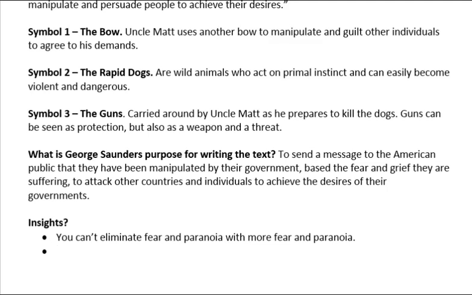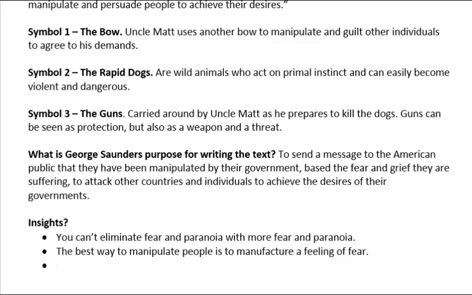Other insights is that the best way to manipulate people is to manufacture a feeling of fear. And we can go back in human history and see that this is the case, whether it be through the First, Second World War, or all the armed conflicts of the 20th century. People have been led to believe that threats were greater than they were to justify mass military missions.